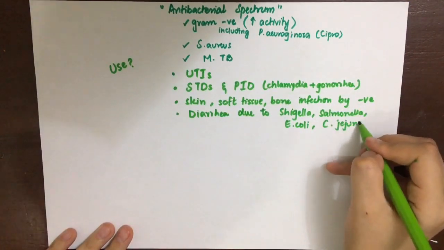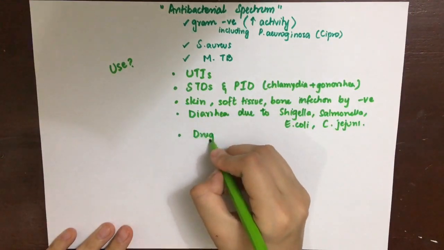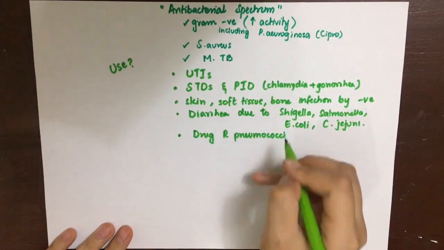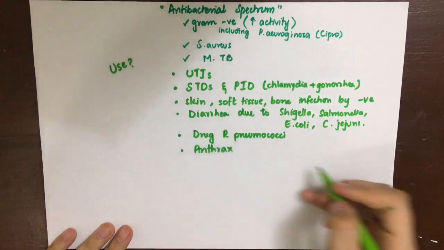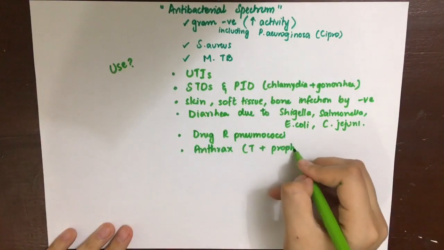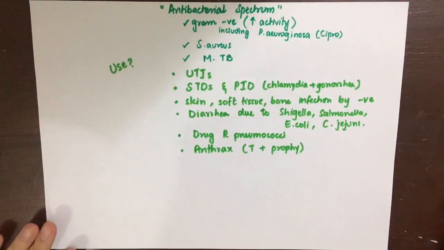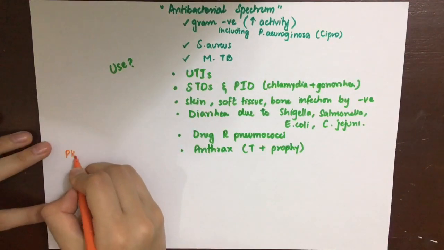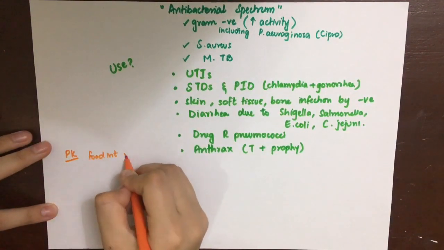Diarrhea due to Shigella, Salmonella, E. coli, and Campylobacter jejuni is also treated with this, and drug-resistant pneumococci are also treated with this. Also, ciprofloxacin is preferred for the treatment and prophylaxis of anthrax.